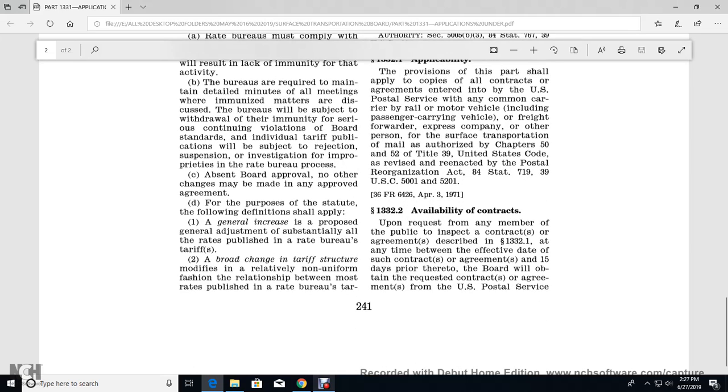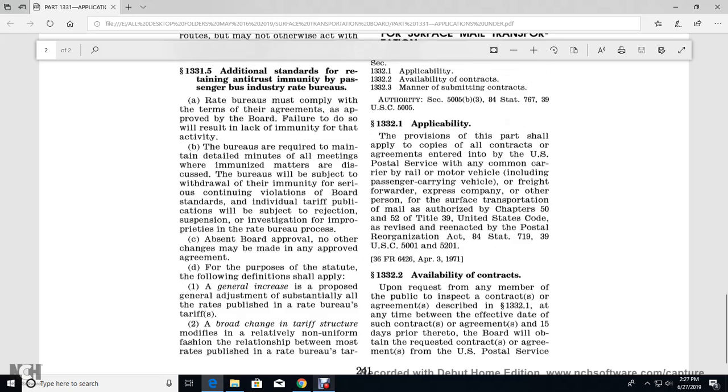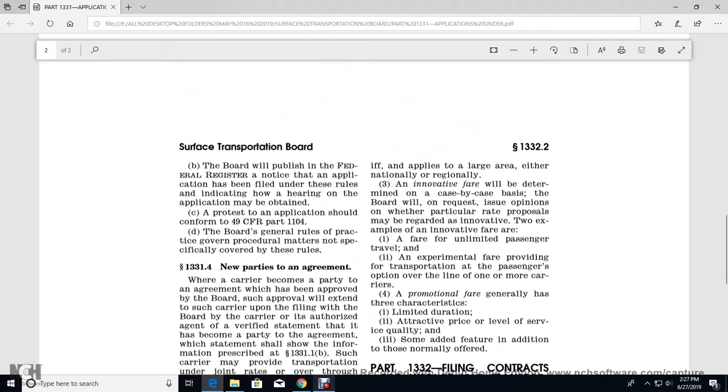For the purpose of the statute, the following definitions shall apply. A general increase or proposed general adjustment is one with substantially all of the rates published in the rate bureau tariff. A broad change of the tariff structure is modified in a relatively non-uniform fashion, with the relationship between most of the rates published in the rate bureau tariff applying to a large area, either national or regional. An initiative fare will be determined on a case-by-case basis.